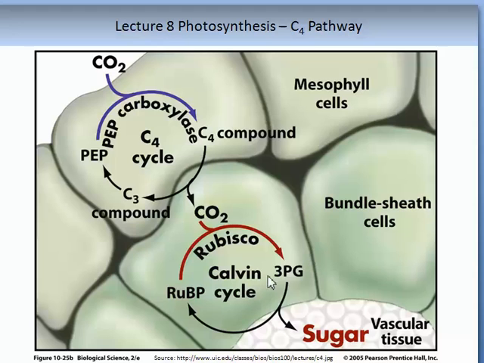The 3PG compound is produced through a number of stages that aren't illustrated on this slide, and you have glucose, your sugar molecule, produced in the vascular tissue. Regeneration, as in the C3 cycle, occurs with RuBP and ATP from energy. And so this demonstrates how structure and mechanism work very well together to give you the C4 pathway.